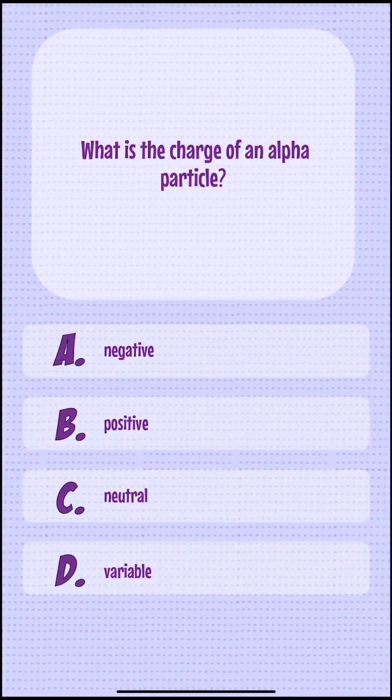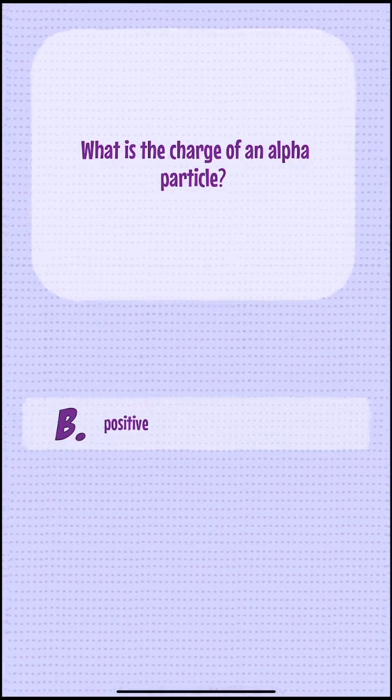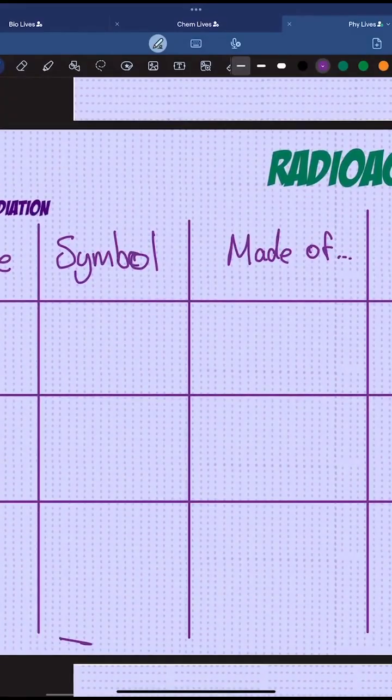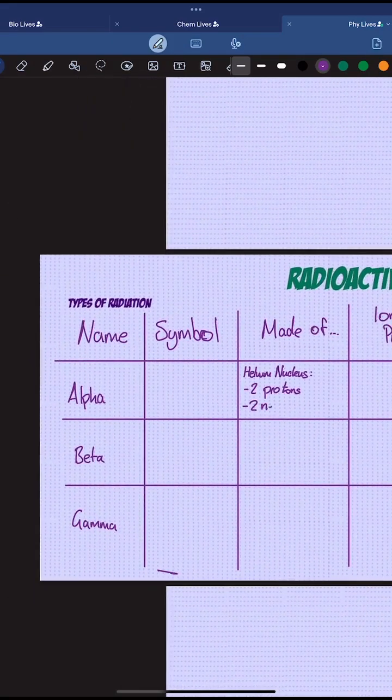And for an alpha particle, yes, they are positively charged. Anyone know what they're made out of? We can fill that in as well. Made up of... so they're positively charged. That's because they're basically made up of helium nuclei. And a helium nucleus is 2 protons and 2 neutrons. So that's what alpha is made out of.